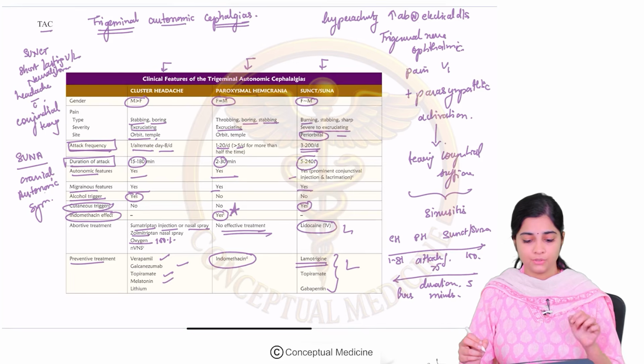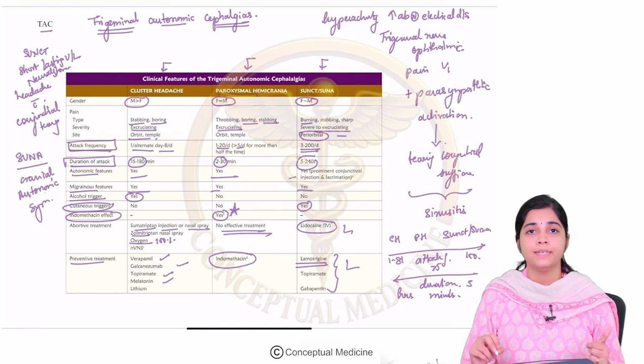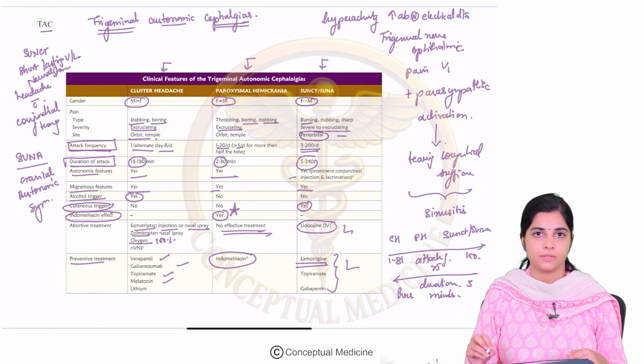Okay, clear? So this is about your cluster headache versus paroxysmal hemicrania versus SUNCT and SUNA. So with this we have come to the end of our discussion on headache disorders. Thank you.